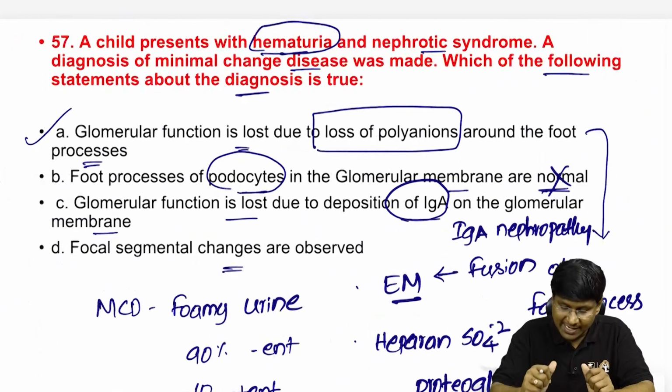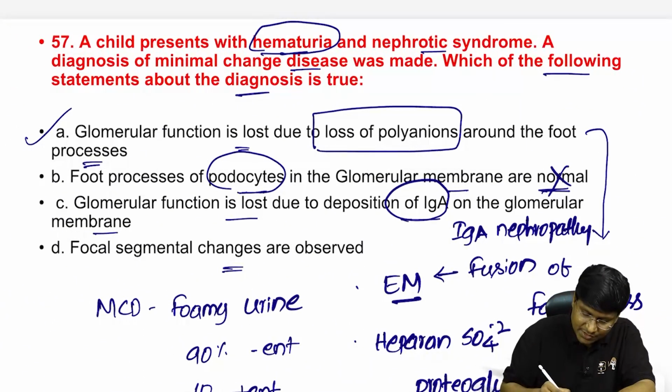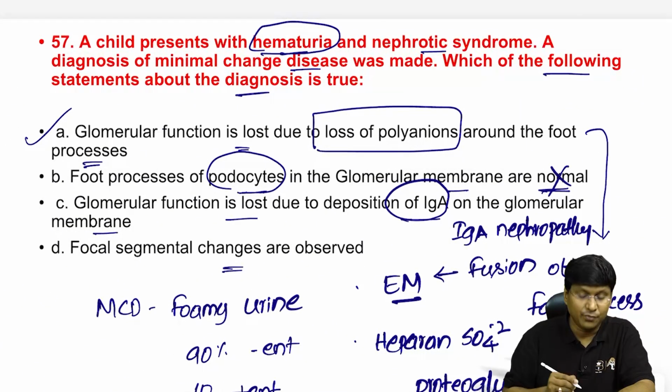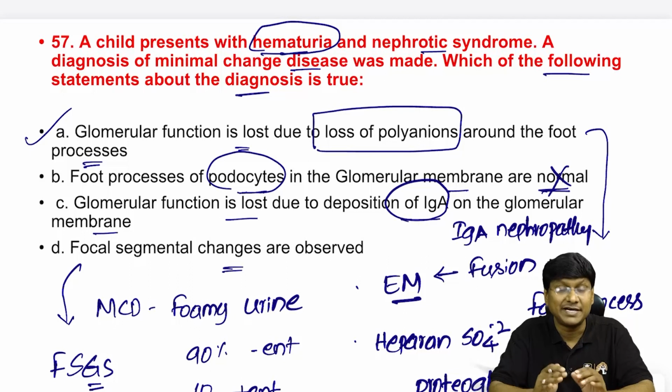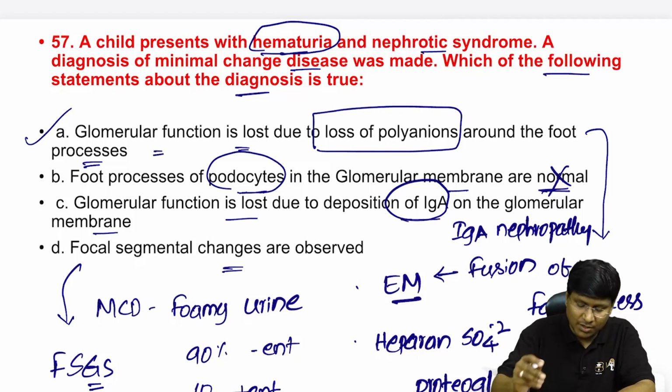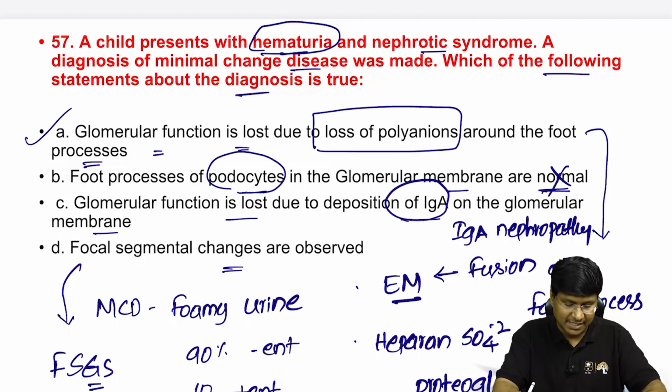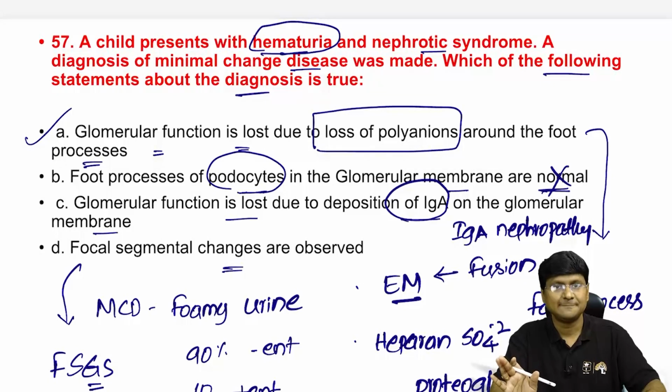Okay, and the next important point is that focal segmental changes are observed in patients with focal segmental glomerulosclerosis, which is a form of nephrotic syndrome, but it is not observed in case of minimal change disease. So the correct answer here is that glomerular function is lost due to loss of polyanions around the foot processes, which is a true statement in patients with minimal change disease, right?